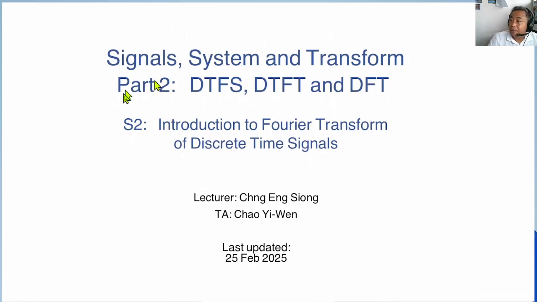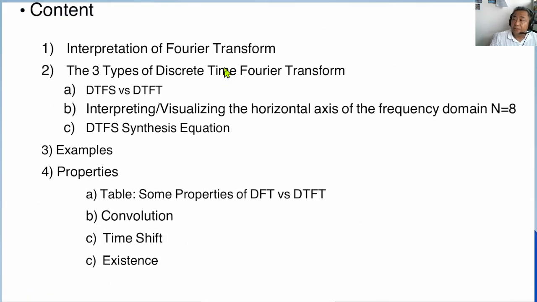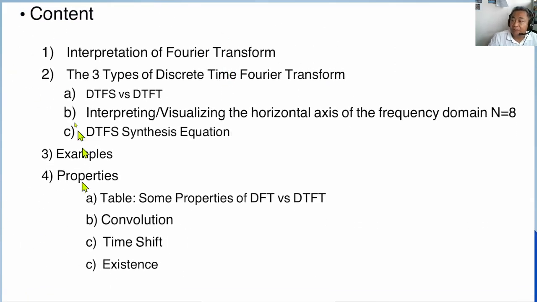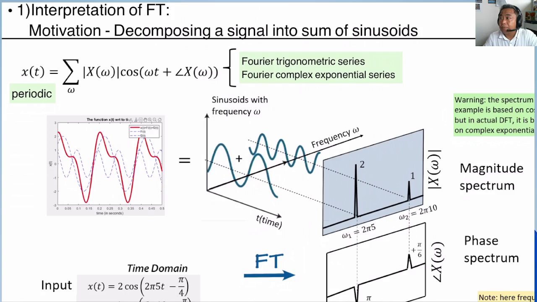This is lesson 2, introduction to Fourier transform of discrete time signals of signals and systems. In this lesson 2, we'll have these 4 subsections. We'll first interpret Fourier transform. We'll discuss the 3 types of Fourier transform that we're interested in, which is DTFS, DTFT, as well as DFT. We'll provide some examples and the properties.